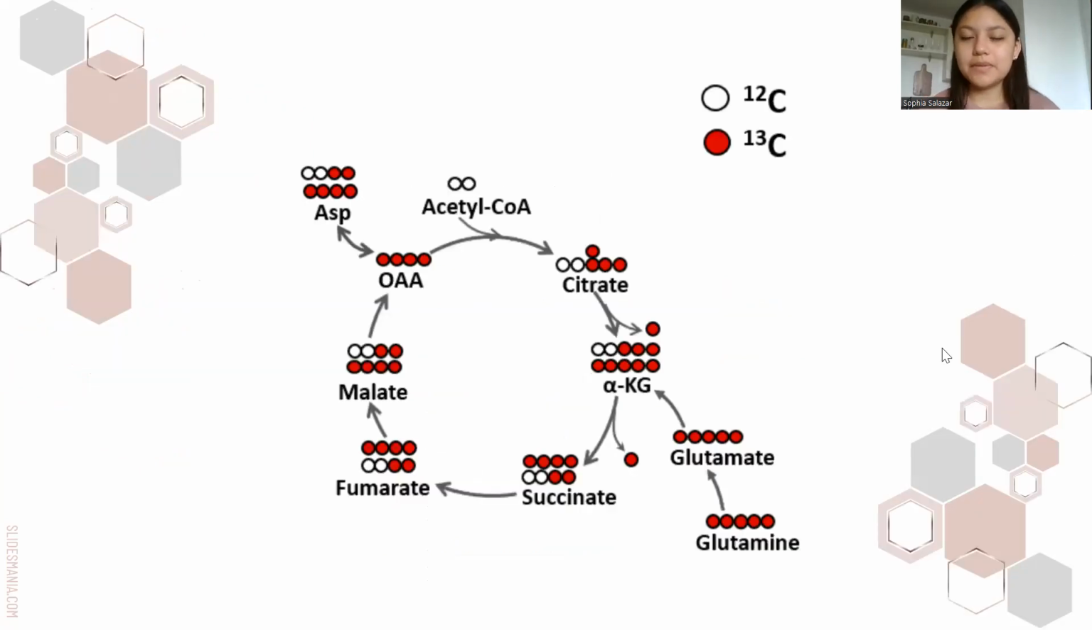To further explain my research, I wanted to show an image of an oxidative TCA cycle, which again takes place in the matrix of the mitochondria. The metabolites of interest that I am analyzing in my research, which are present in the TCA cycle, are glutamine, glutamate, alpha-ketoglutarate, citrate, aspartate, malate, fumarate, and succinate.